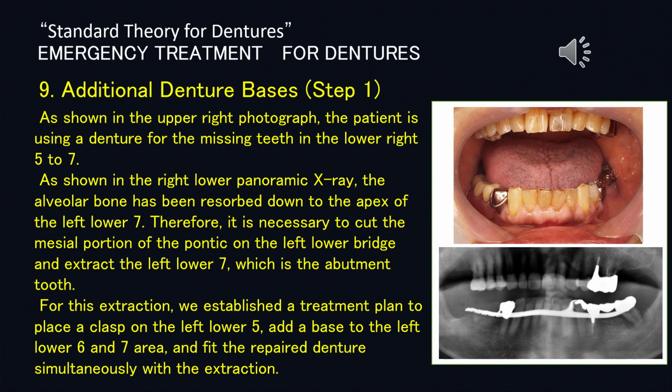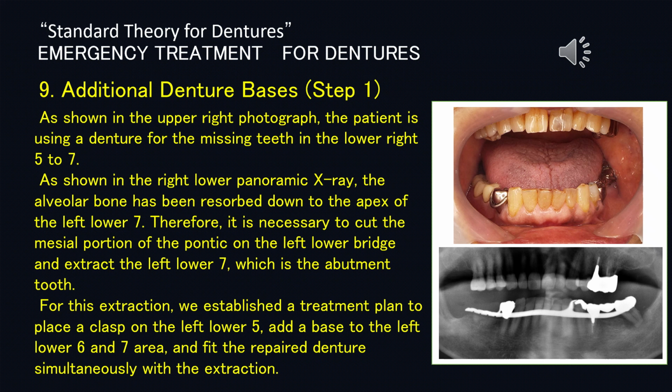9. Additional denture bases. Step 1. As shown in the upper right photograph, the patient is using a denture for the missing teeth in the lower right 5 to 7. As shown in the right lower panoramic X-ray, the alveolar bone has been resorbed down to the apex of the left lower 7.